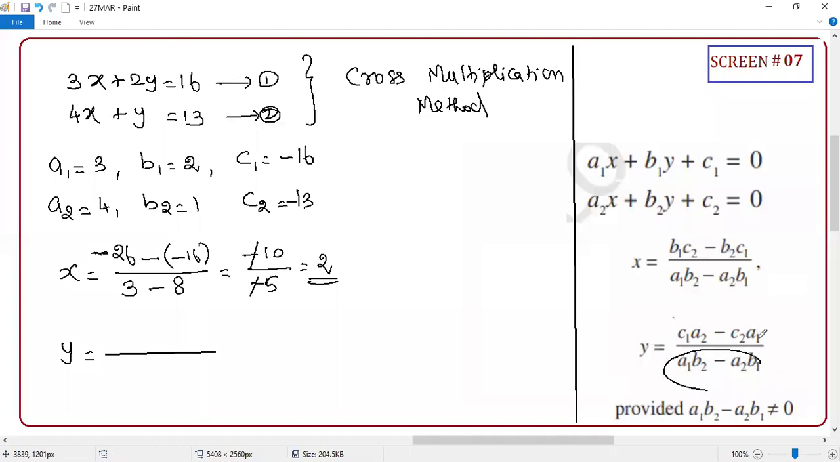Now this one. You see the denominator, both are the same. So I don't want to waste my time. I'll write directly 3 minus 8. What is in the numerator? Here it changes. You see here.